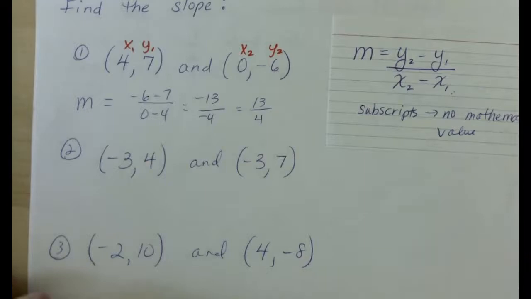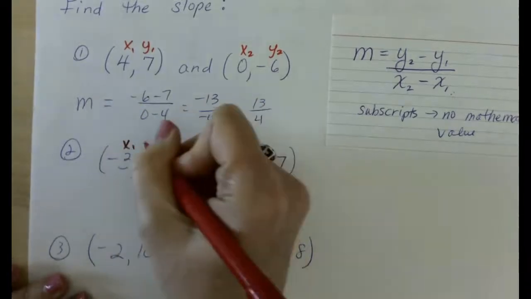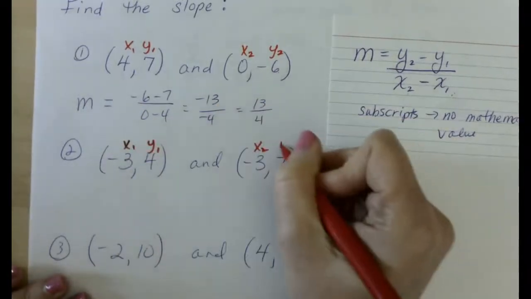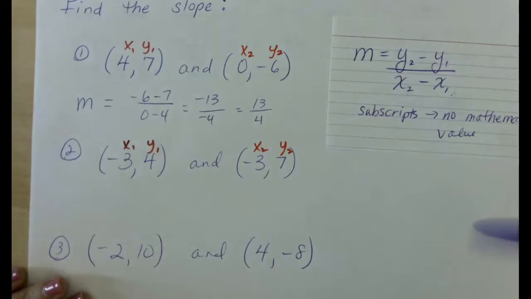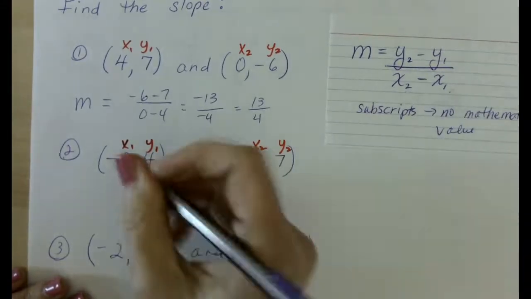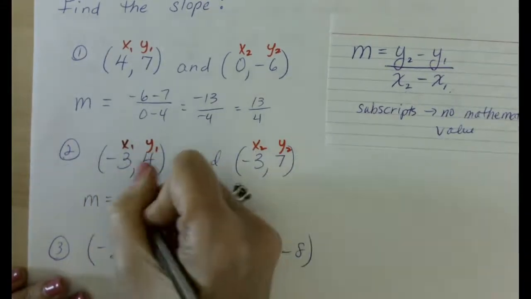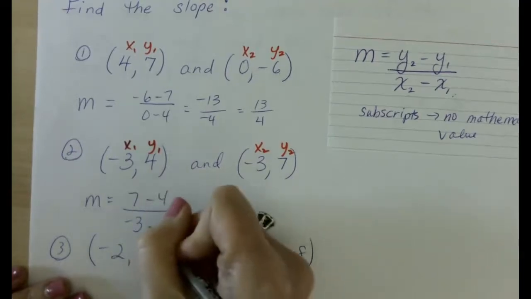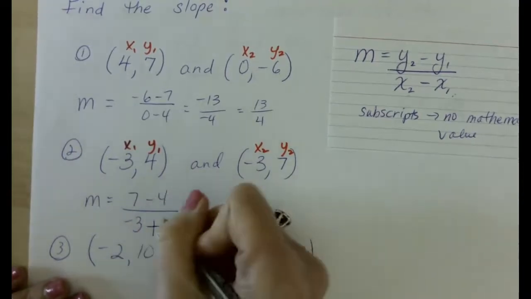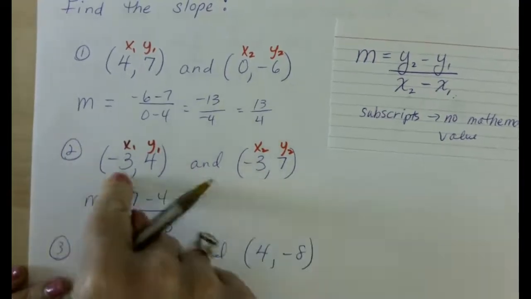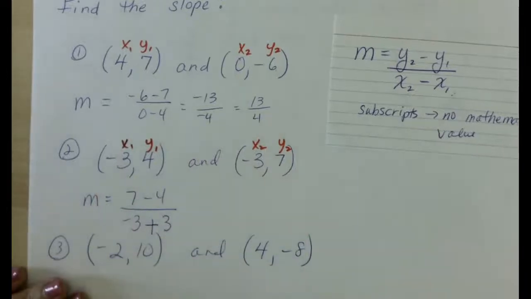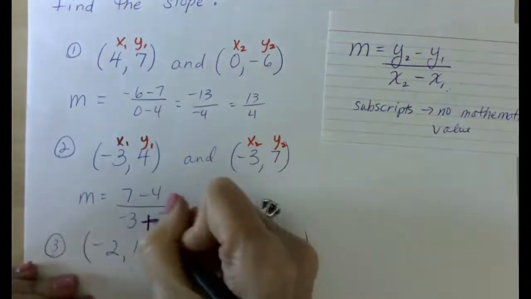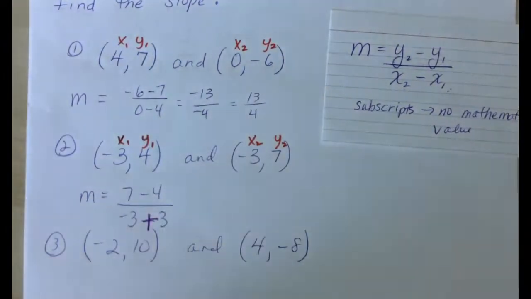Let's go to the next one. Once again, this is x1, this is y1. This is x2, this is y2. We're plugging it into the slope formula, which you must know. M equals 7 minus 4 over negative 3 minus negative 3. Minus a negative is going to turn into plus a positive. So we will be adding there.